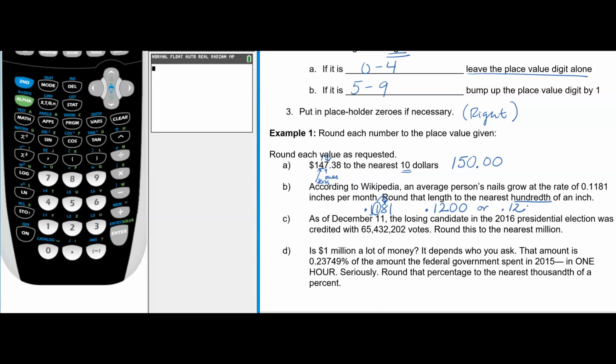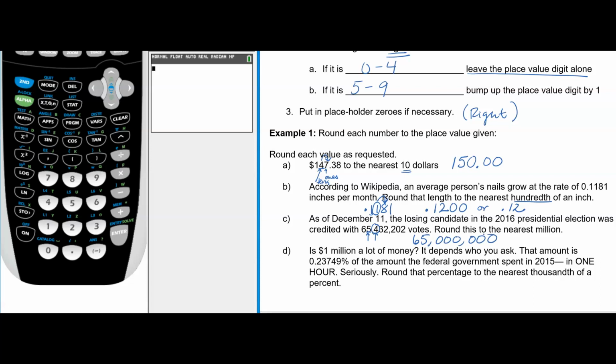Okay, so for the next one, we're trying to round this number right here, 65,432,202, to the nearest million. So you want to locate the millions place. The millions place would be right here, that 5. We're going to look to the number to the right of it. Since it's a 4, it's less than 5. It means leave that 5 alone. So we're going to write 65, and then we're going to put placeholder zeros to the right. So this rounds to 65 million.